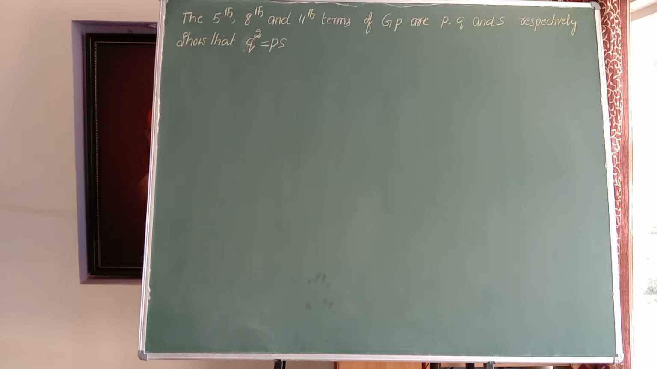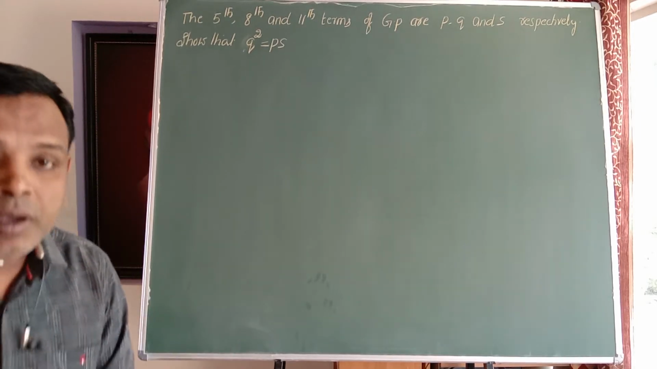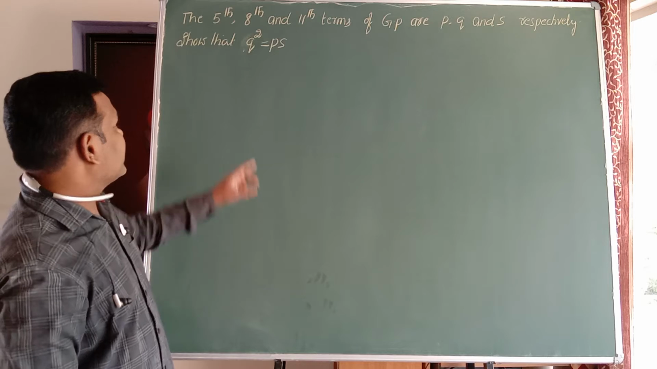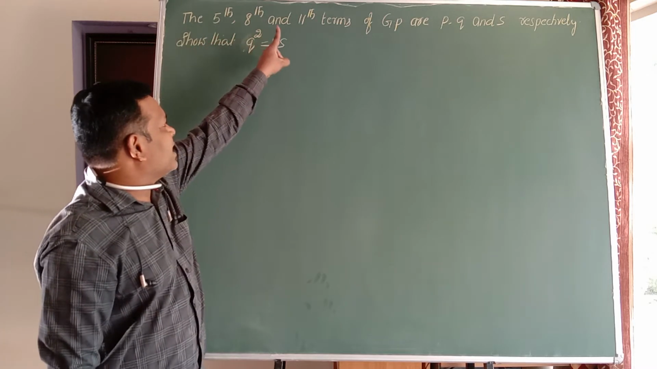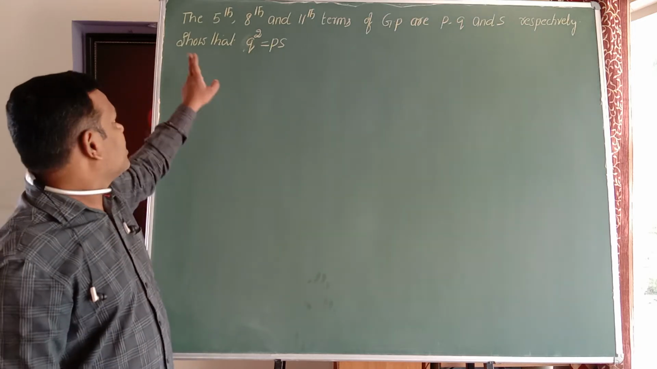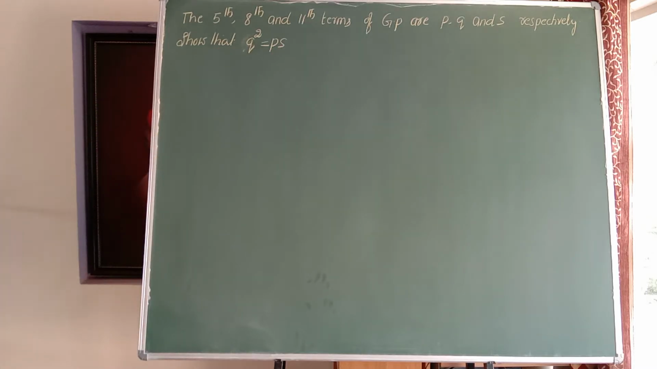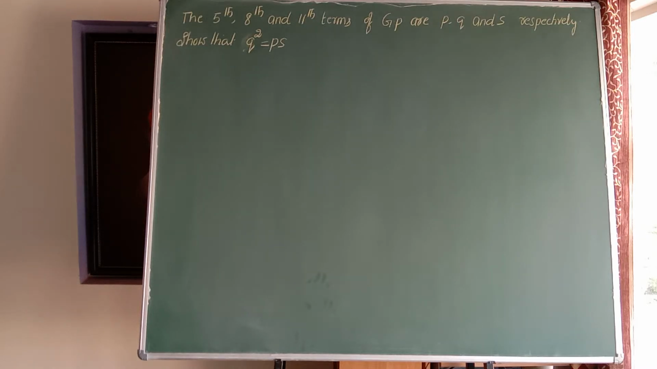Dear student, look at one very important problem from the examination point of view. Look at the question here. The fifth, eighth and 11th terms of a GP are P, Q and S respectively. Then we have to show that Q square is equal to PS. What is given in the question is that the fifth term of a GP is denoted by P, the eighth term is denoted by Q, and the 11th term is denoted by S.